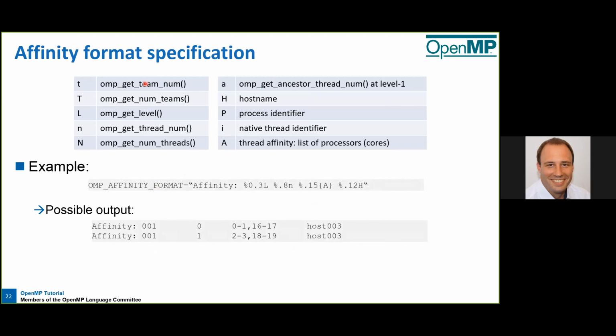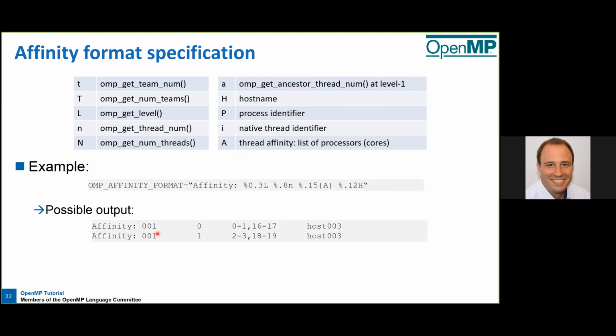the number of teams and the team's ID, the level of nested OpenMP parallel regions, the thread ID and the number of threads within the current parallel region, also the thread information at the previous levels if we have nested OpenMP, the host name, so if your hybrid parallel program is being executed on multiple hosts, you can add the host name into it, the process identifier, the native thread identifier. So again, this is useful for hybrid use cases, and the thread affinity list.